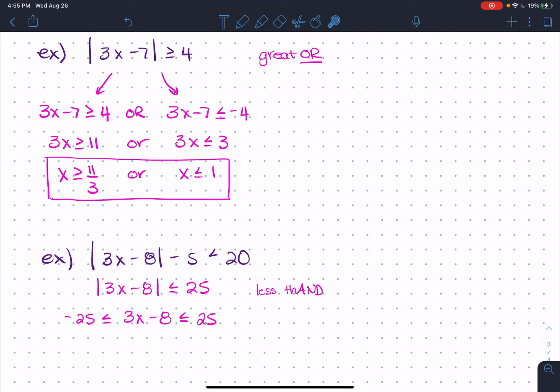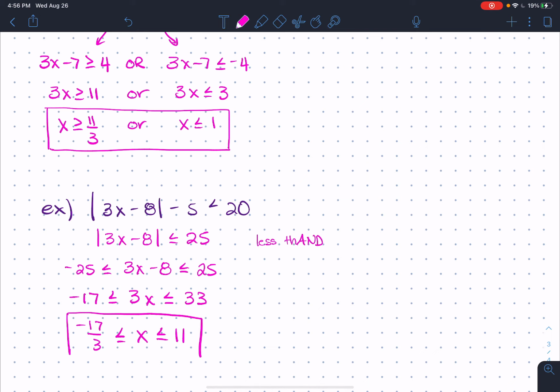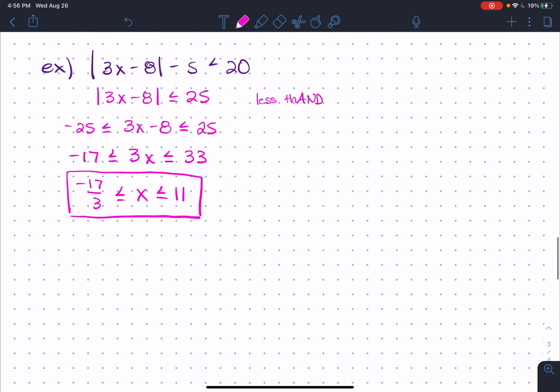But anyway, now I solve it like I was solving the problems above. I'm going to add 8 onto all 3 parts now. So negative 17 is less than or equal to 3x is less than or equal to 33. Divide by 3, so we get negative 17 thirds is less than or equal to x is less than or equal to 11. And you're done. So there you go, there's that problem.